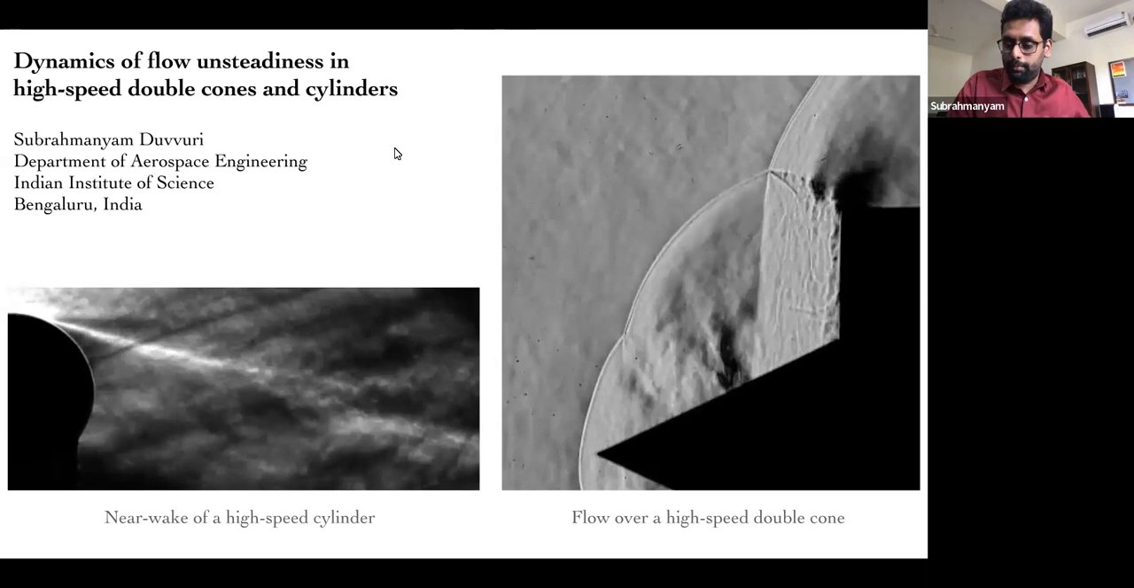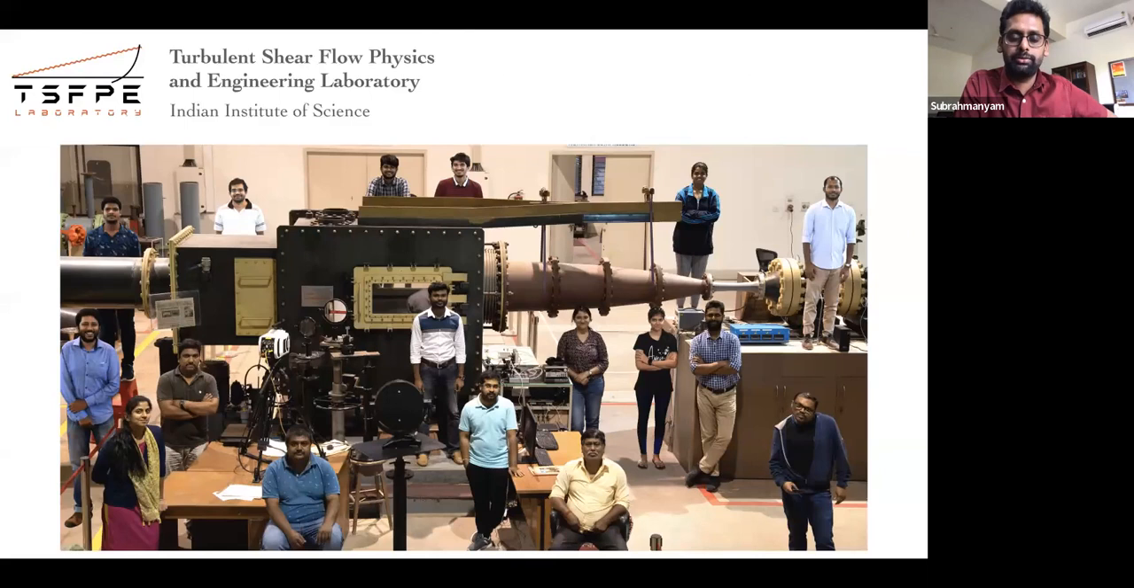But before I get into the details, I'd like to take a minute to acknowledge my students and postdocs who worked on this project. So this is us. We are the Turbulent Shear Flow Physics and Engineering Laboratory at the Indian Institute of Science. Our research interests are spread across both high and low speed flows, so subsonic all the way to hypersonic, although at this moment, predominantly the interest is in high speed flow. So about 80 to 85% of our current research efforts are in high speed flows.